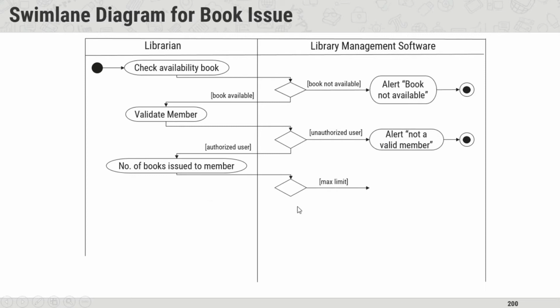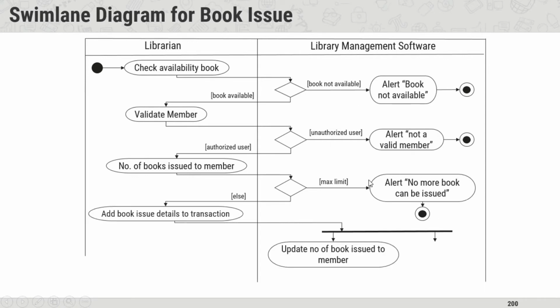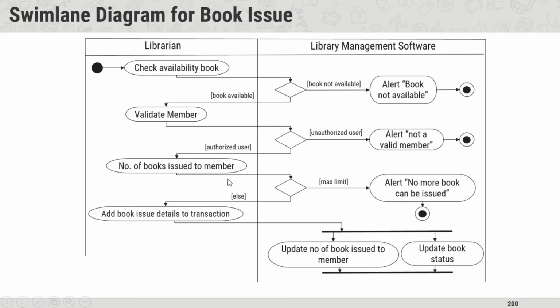So this process follows the same thing which we have used now, but here we can clearly understand what the activities are which are done by my librarian, and what the activities are which are done by my library management system. At the end, the process will be ended by using this bullseye symbol. So these are the kinds of things we will use in a scenario based diagram.